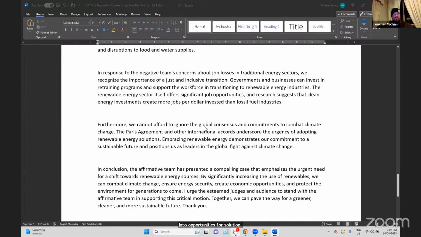Furthermore, we cannot afford to ignore the global consensus and commitment. Now we're talking about how this isn't just an our team issue; other countries around the world are all thinking this. The Paris Agreement and other international accords underscore the urgency of adopting renewable energy solutions. Embracing renewable energy demonstrates our commitment to a sustainable future and positions us as leaders in the global fight. Again, it gives us the chance to seem like the first people to do it, like we're going to be the leaders. Everyone loves to feel good and strong and powerful. So if we're the leaders, we're the first to do this, then it can make people feel good, and that's a good way to convince them to do something.